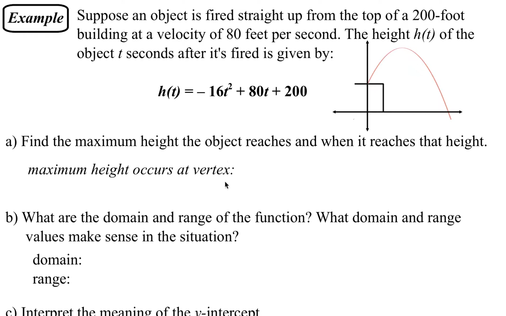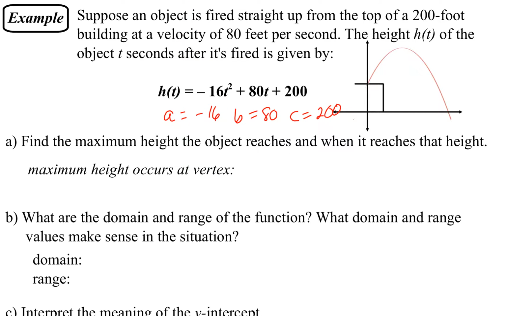And remember, the x-coordinate of the vertex is negative b over 2a. And so we're going to find negative b over 2a. So in this example, a is negative 16, b is equal to 80, and c equals 200. So those are the first things you need to be able to recognize.